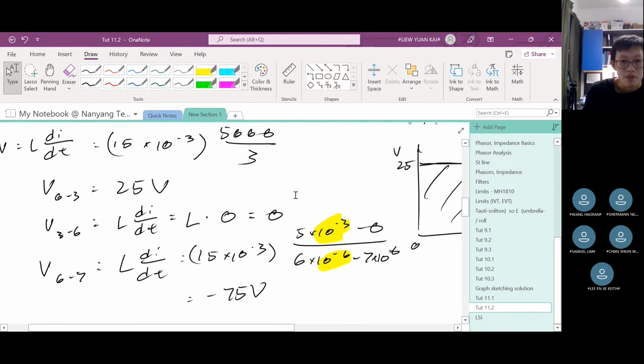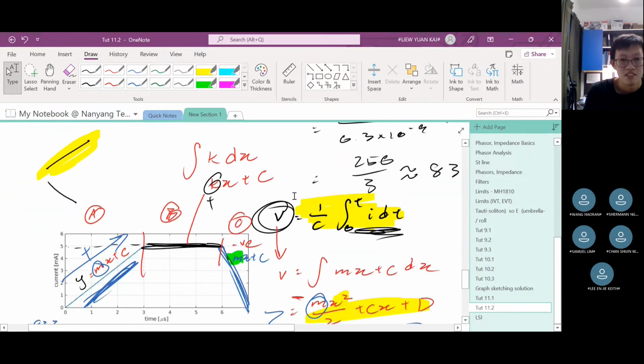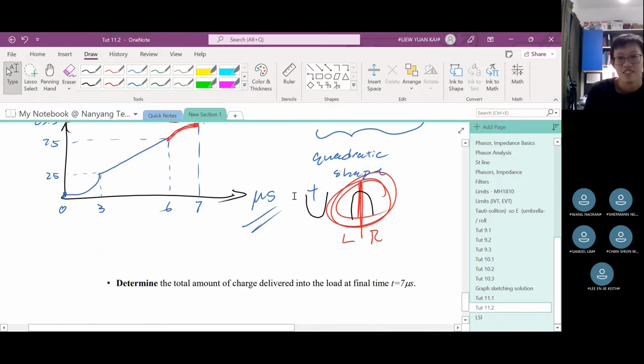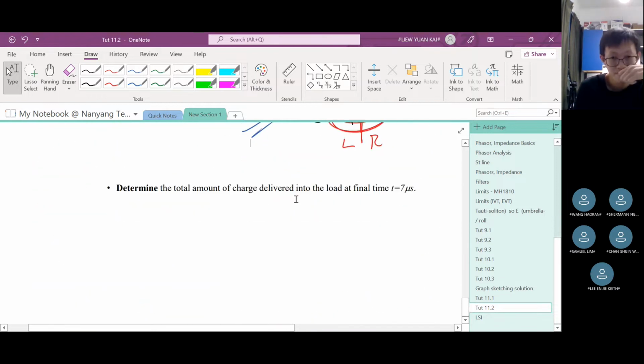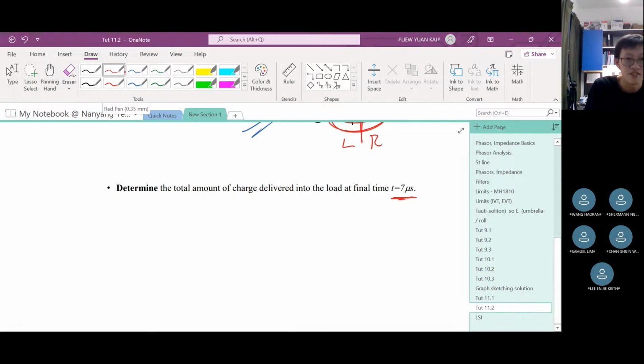Okay, so that's it. We've done the resistor, capacitor, and inductor. Yes. Okay, so, determine the total amount of charge at time equals to 7 microseconds. So for this, you need the formula C equals Q over V. We want to find charge, right?